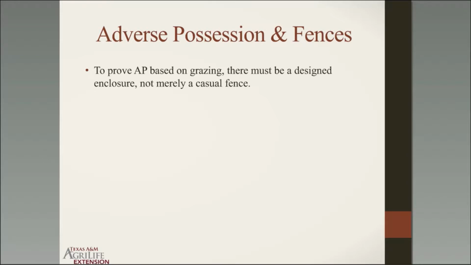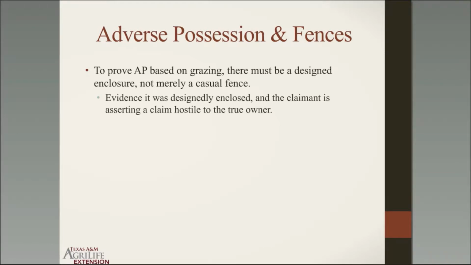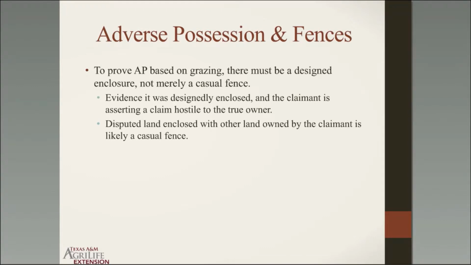Let me give you a case. I want to talk about this. To prove adverse possession based on grazing, right? So if you've got a scenario where the fence is wrong and your neighbor is trying to say, well, that fence has been there for 40 years and we've been running cattle, and so now we own that land of yours that's under our fence. They have to actually prove that there was a designed enclosure, not merely a casual fence. And if you look at the cases on this, a designed enclosure has to actually be something that that owner did that made it clear he was claiming that land. So the fact that there was a jointly owned fence built in the wrong place probably isn't going to be enough. That's going to just be a casual fence.